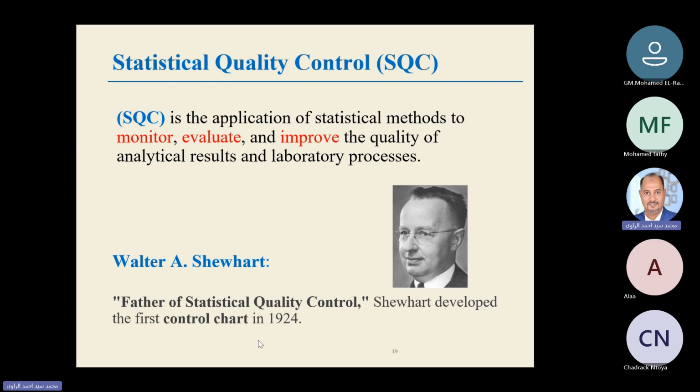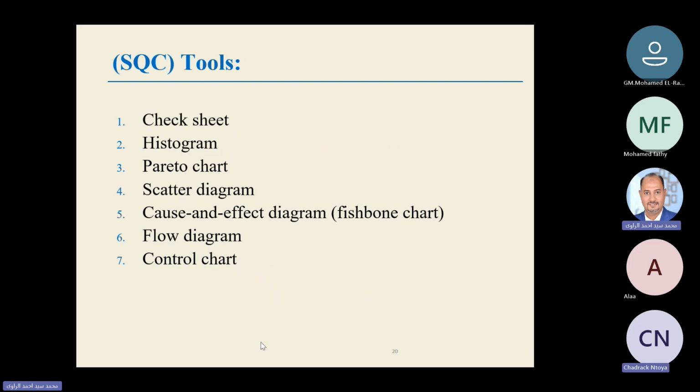He invented the control chart in 1924, in the year 1924. And the statistical quality control tools are 7 tools. They are check sheet, histogram, Pareto chart, scatter diagram, cause and effect flow diagram, control chart.